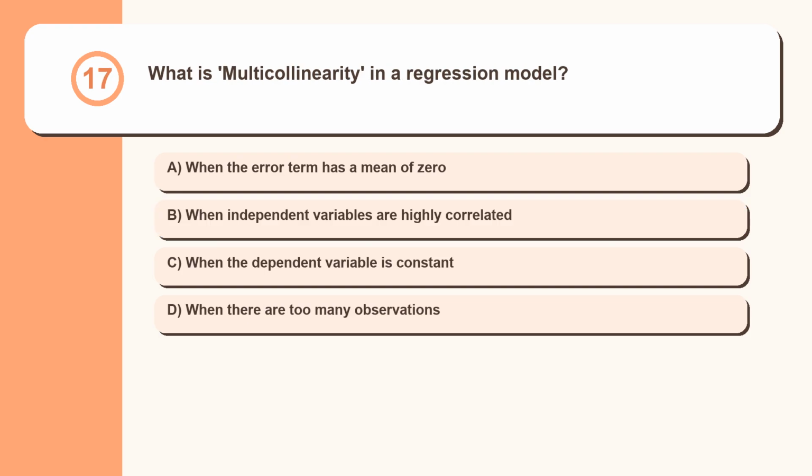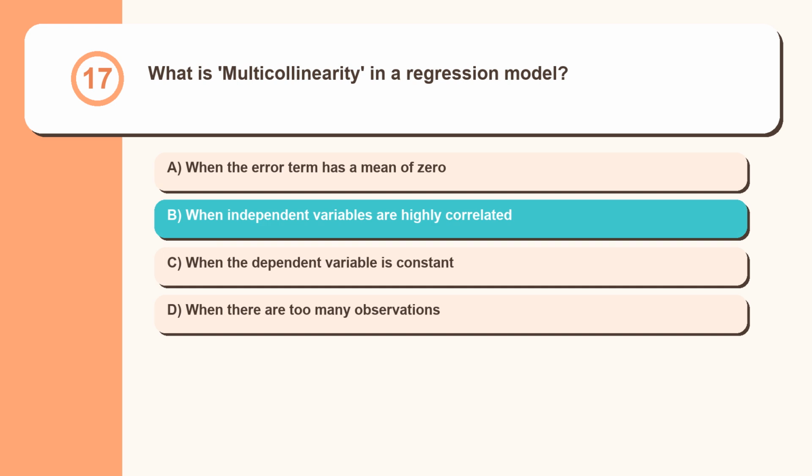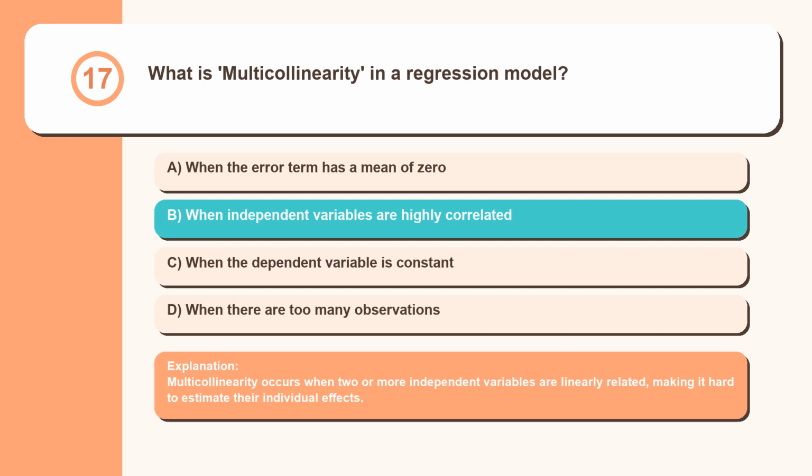Question 17. What is multicollinearity in a regression model? When the error term has a mean of 0. When independent variables are highly correlated. When the dependent variable is constant. When there are too many observations. Multicollinearity occurs when two or more independent variables are linearly related, making it hard to estimate their individual effects.